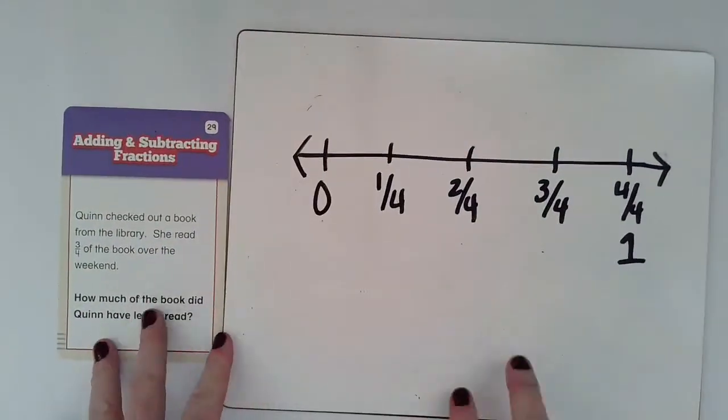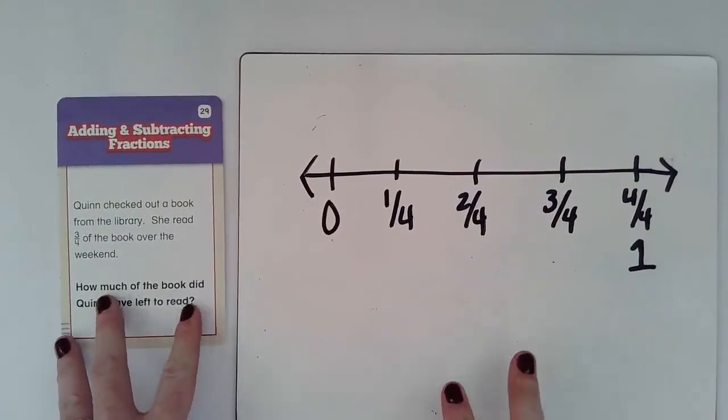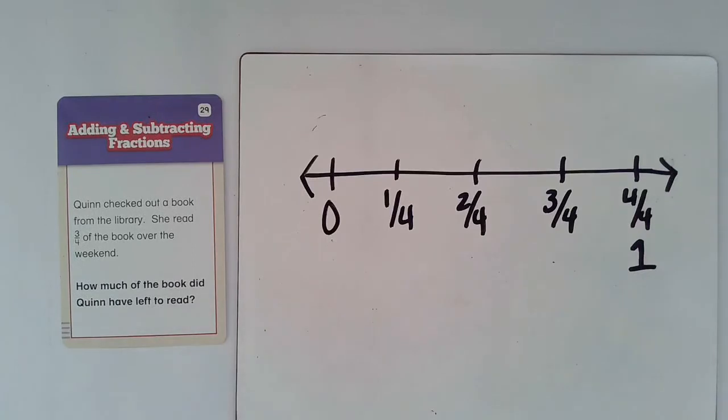And this time we're going to be using a number line to help us. Okay, so in this problem it says Quinn checked out a book from the library. She read 3/4 of the book over the weekend. How much of the book did Quinn have left to read? So I know that this problem is about reading a book, okay? She read 3/4 of it over the weekend.